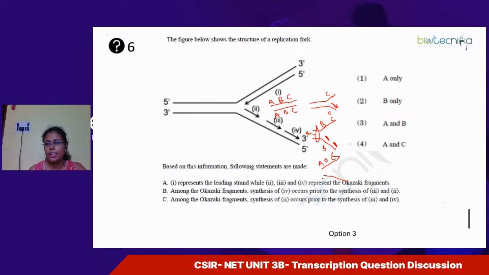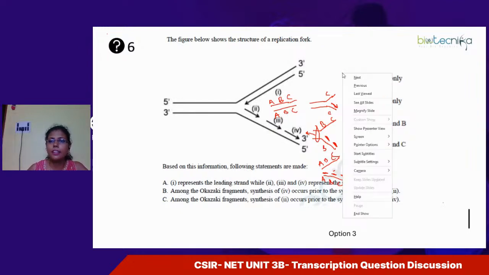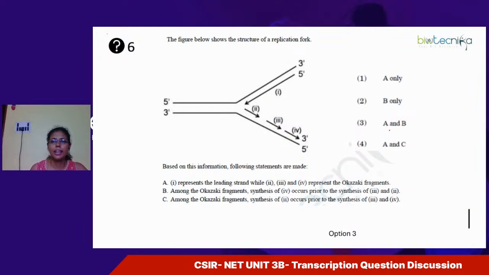Now, if you see, C and B we have already synthesized. Now A has got exposed. So A will be the last one in this particular series to get synthesized. So the first is C, followed by B and then A. If you take it this manner, then obviously it is option 3, which is the correct one. Option 4 occurs prior to the synthesis of 3 and 2.